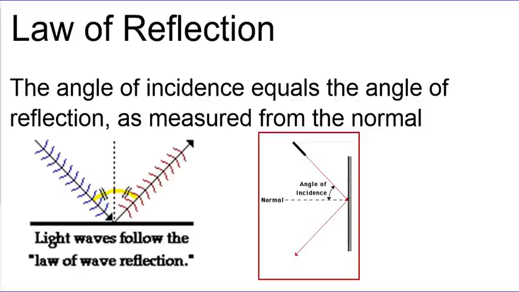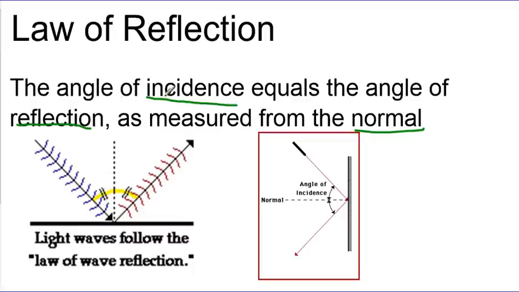To begin with mirrors, we have to start with the law of reflection. For this, it's pretty simple. The angle of incidence, the angle that it comes in at to the mirror, equals the angle of reflection, how it bounces off of the mirror, as measured from the normal. And hopefully you remember back from first term, the normal is the perpendicular to the surface. So what you need to remember is that we always measure our angles from the normal to the surface.